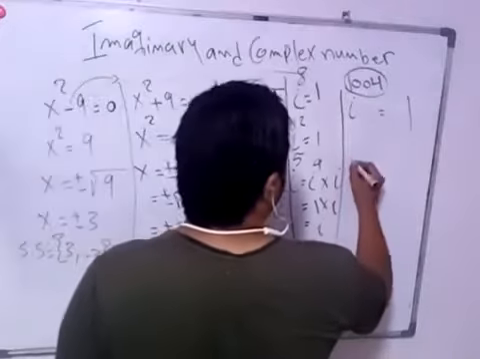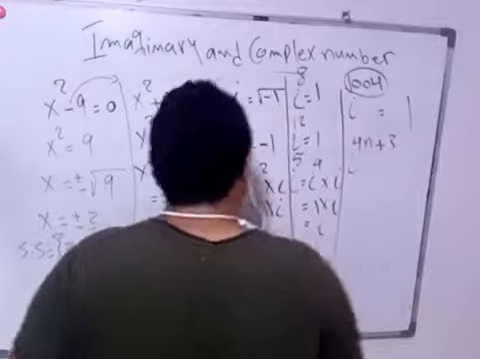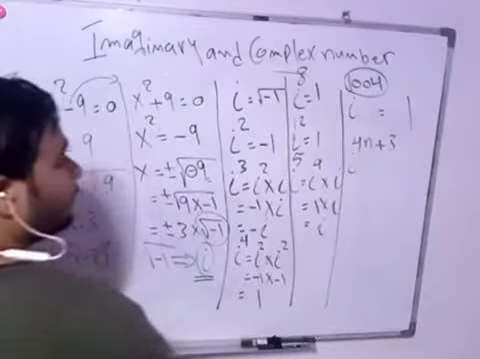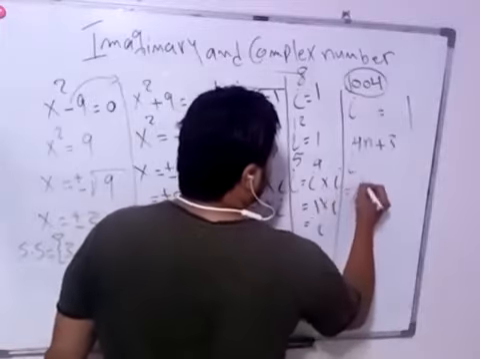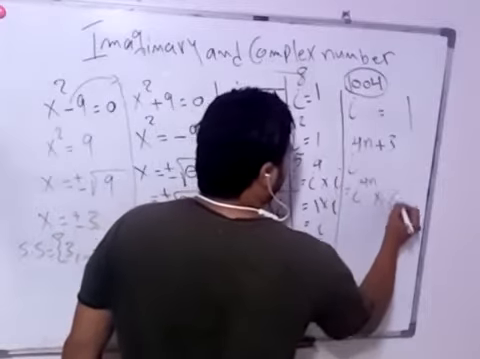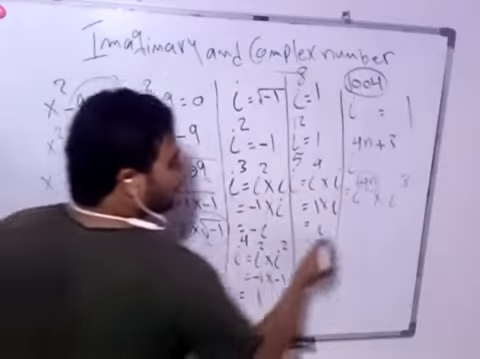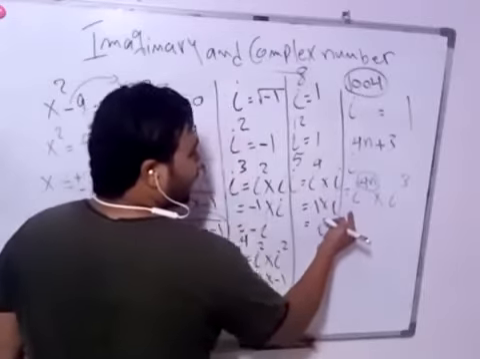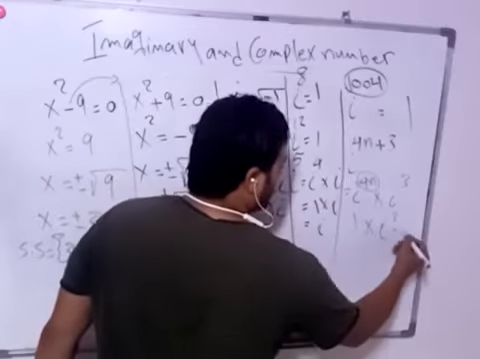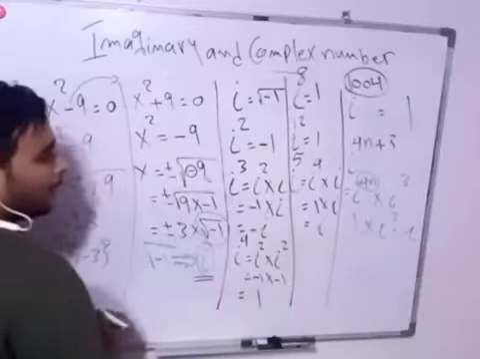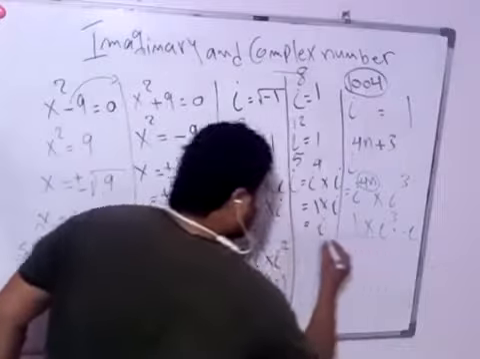What about i to the power 4n plus 3? I have here i to the power 4n plus 3, divide it: i to the power 4n times i to the power 3. I have the power divisible by 4, so the result of i to the power 4n equal 1, times i to the power 3 equal negative i. What about this example? In this example, it's very important.